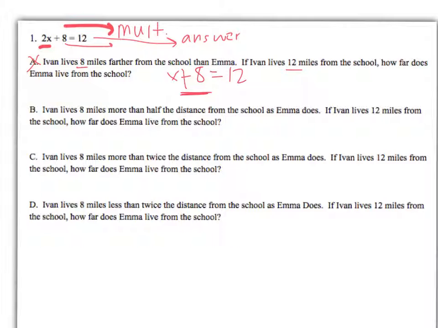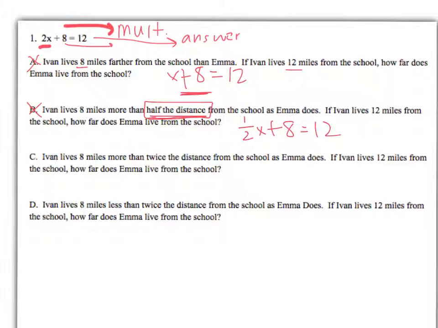So let's look at B. Ivan lives 8 miles more than half the distance. So here's where we can actually stop. Look up at your equation. Do you see a half anywhere? Nope. Therefore, this does not work. So again, if you wanted to know the real equation, if you were having to match this, this would be 1/2 x plus 8 equals 12. But again, half is nowhere in our problem, so we could have stopped right here.